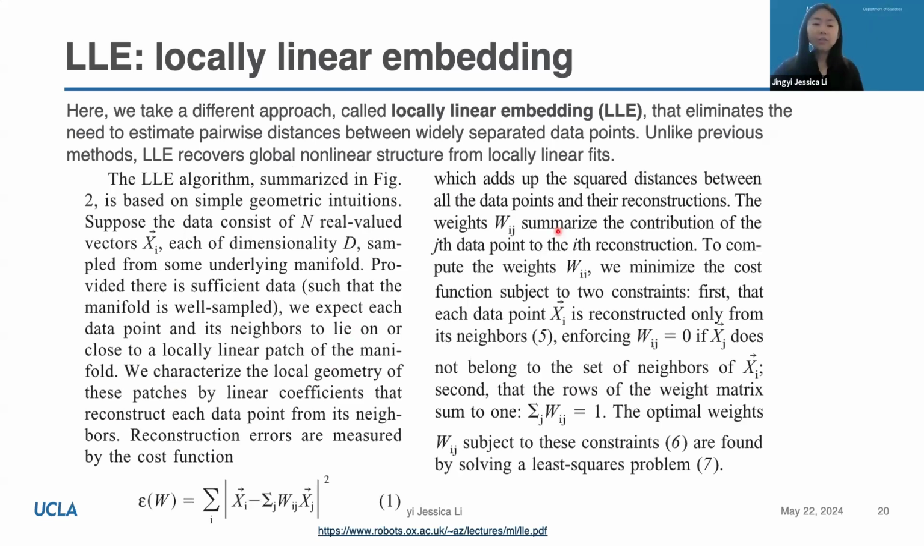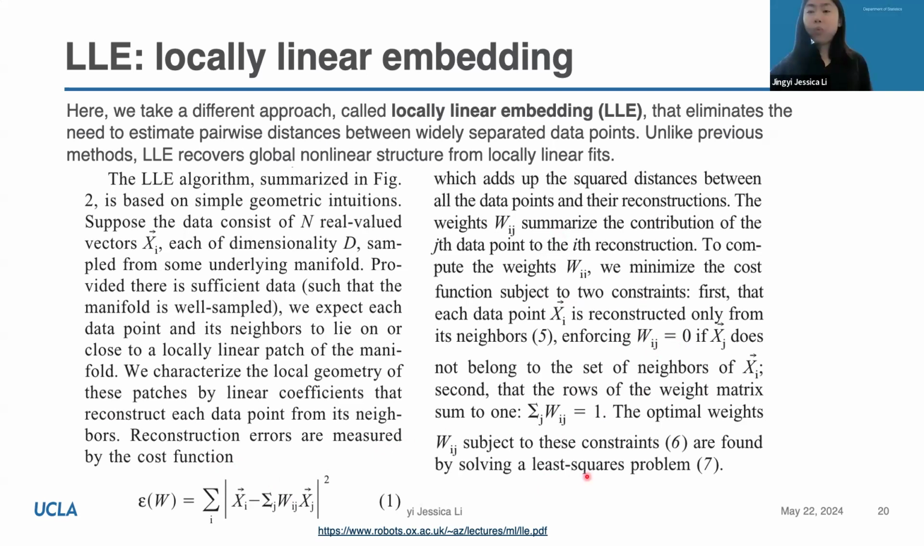To compute the weights Wij, we minimize the cost function subject to two constraints. This is a constrained linear regression. First, only the neighbors have Wij non-zero. Other non-neighbors have Wij zero, okay? Second, we constrain the weights to sum up to 1.